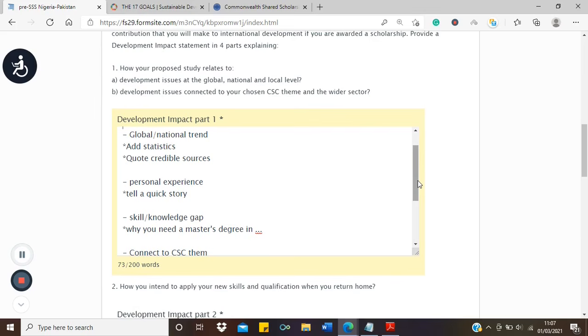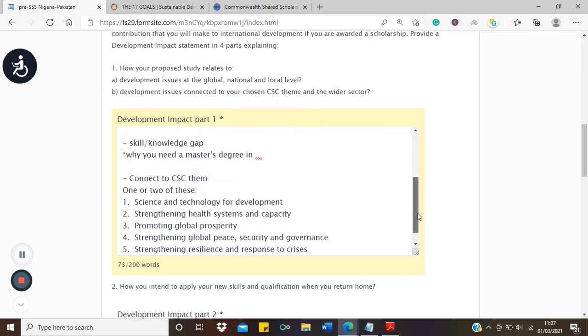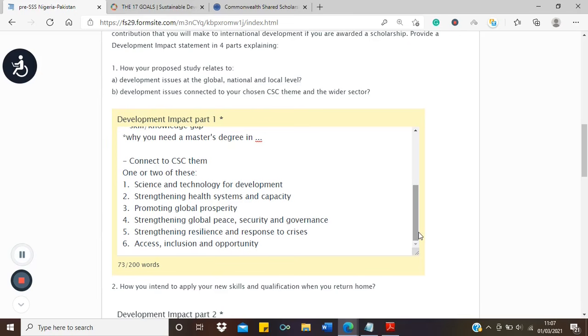So see how we came from the global trend, national trend, and now to your personal experience. Then you have to connect this to the Commonwealth scholarships, one or two, or even all of them if possible, to the major themes. So there are major themes in science, technology of development, strengthening health systems and capacity, promoting global prosperity, strengthening global peace, security, governance, strengthening resilience, response to crisis, access, inclusion, and opportunity.